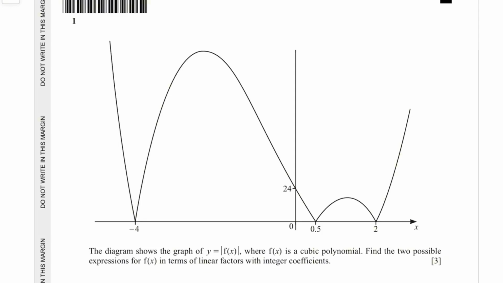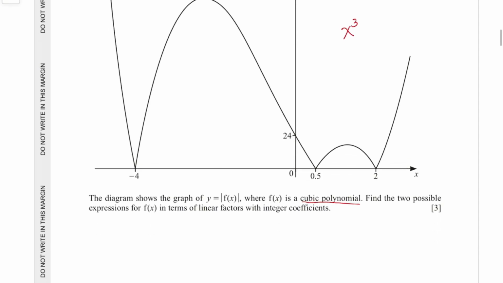It says here the diagram shows a graph of y equals modulus of f(x), where f(x) is a cubic polynomial. Cubic means it is to the power of 3. The degree is 3. Right, that's cubic. So you're expecting that the highest power is x cubed. Find the two possible expressions for f(x) in terms of linear factors with integer coefficients.